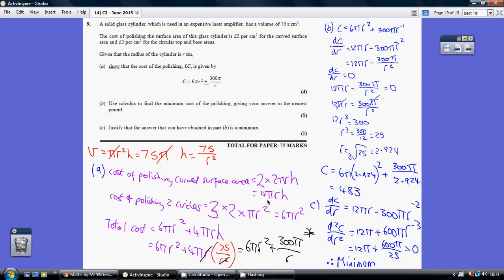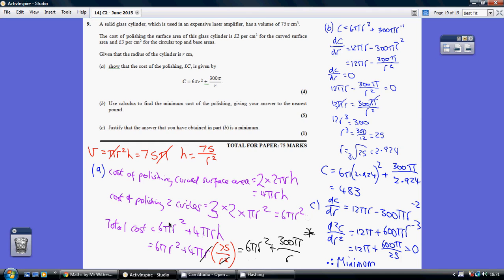Now what about the cost of polishing the two circles? Well, a circle is pi r squared. We've got 2 of them and they cost £3 each, so the cost of that is 6 pi r squared. So the total cost is 6 pi r squared plus 4 pi r h. Now we're nearly here. We just substitute in that h is 75 over r squared. That r cancels with one of the r's, so we're left with 6 pi r squared plus 4 times pi times 75 all over r, which is what we had to show.